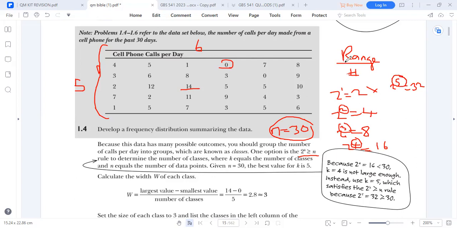So we divide the range. 14 minus 0 over 5, which is 2.8, to the nearest is 3. So the class width must be 3. So that's the easiest way of finding the class width, which is appropriate. Whenever they say find a suitable width using a suitable number of classes, that's what we do. Are we following?